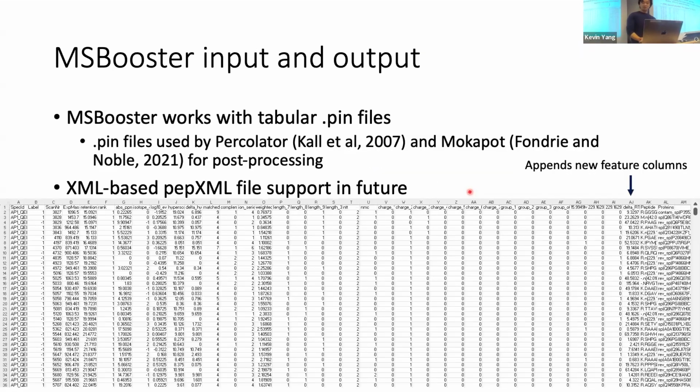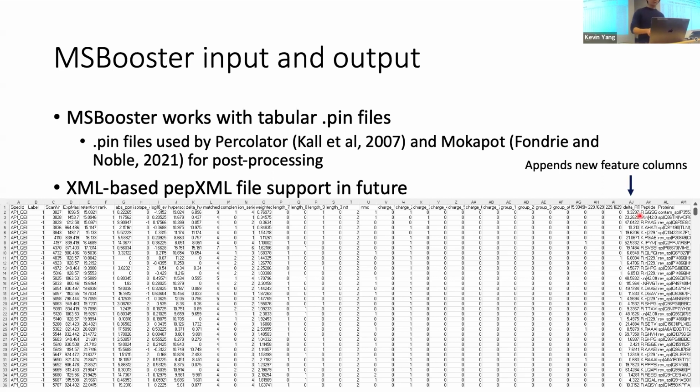What does that look like? So the input in MSBooster is these tabular pin files. I just visualize them in Excel because they're essentially TSV files. Every single row here is going to be a different scan, along with all the different features that describe it. You have at the end the peptide sequence, as well as the protein that it originated from. And then MSBooster appends these new features based on deep learning at the end.